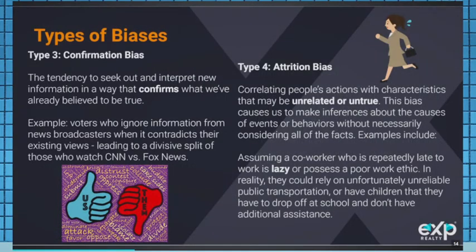All right, type 3, confirmation bias. This is one that's big in society today. Confirmation bias is the tendency to seek out and interpret new information in a way that confirms what we already believed to be true. Example would be voters who ignore information from news broadcasters when it contradicts their existing views, leading to a divisive split of those who watch, for instance, CNN versus Fox News.